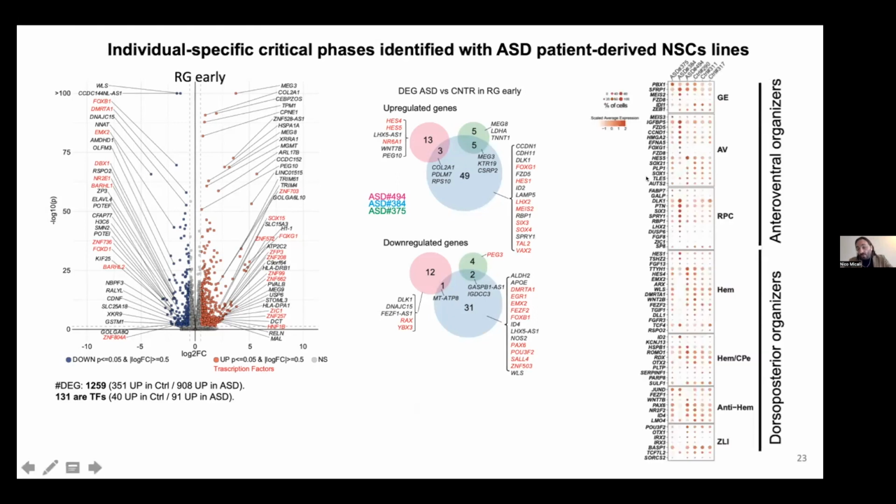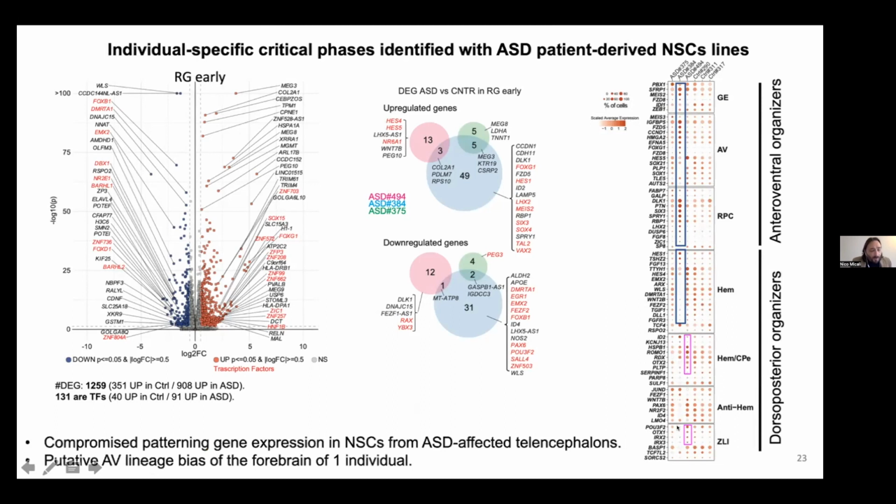So then what we did was to check the expression of anteroventral organizer genes and dorsoposterior organizer genes in these lines. These genes, of course, come from the monkey datasets, and we found that the 384 line indeed expresses a high level of these anteroventral organizer genes and a low level of the cortical hem genes. Instead, the other line, the 494, shows higher expression of more dorsal-posterior organizer genes like hem and zona limitans intrathalamica.